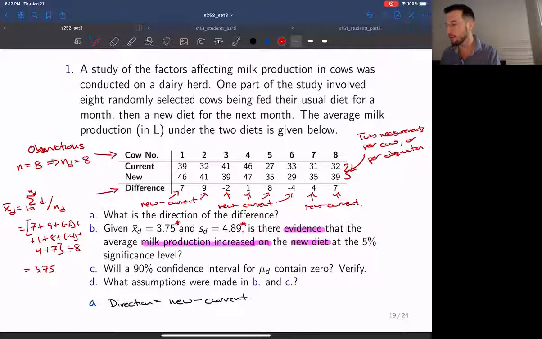And then it follows that little s subscript d is the standard deviation formula, the sample standard deviation formula being applied to the differences directly. The subscript d does not mean that we have to change the formula that we are working with. It is simply to help us differentiate between the standard deviation of the current, the standard deviation of the new, and the standard deviation of the differences directly. All right, so let's take a look at the hypothesis test in part B.